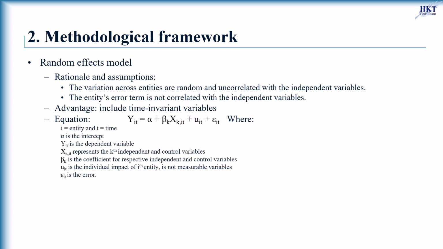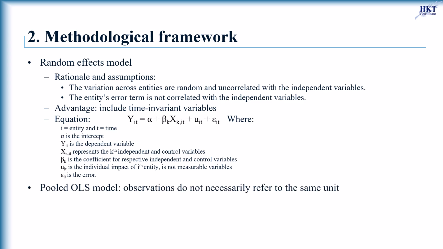In random effects, we need to specify those individual characteristics that may or may not influence the independent variables. The problem with this is that some variables may not be available, therefore leading to omitted variable bias in the model. And the pooled OLS model is the linear regression.